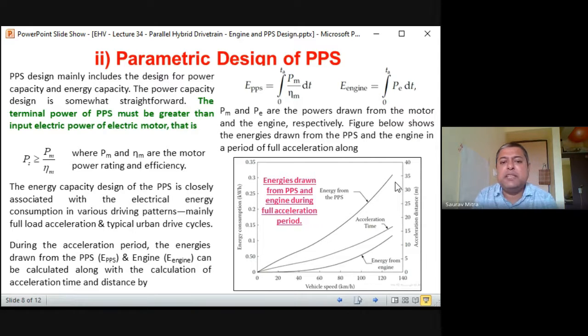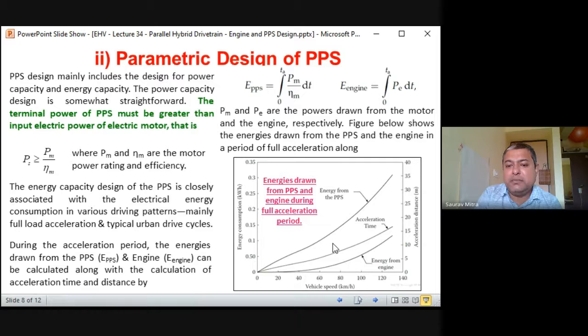The graph below shows the energy drawn from the PPS and the engine in a period of full acceleration along the path. So the acceleration time is increasing, but the increment is very small. But in this case, too much power is being asked from the PPS. Whenever there is acceleration, this is not a normal driving graph. This is the energy drawn from the PPS and engine during the full acceleration period.